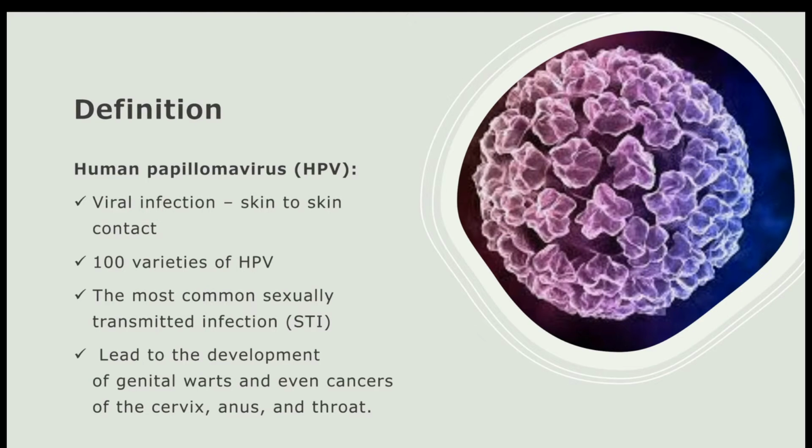So about the definition, basically human papillomavirus (HPV) is a virus that is spread from person to person by skin-to-skin contact. There are over 100 different types of HPVs, with more than 40 of them being transmitted through sexual contact and affecting one's genitals, mouth, and throat.